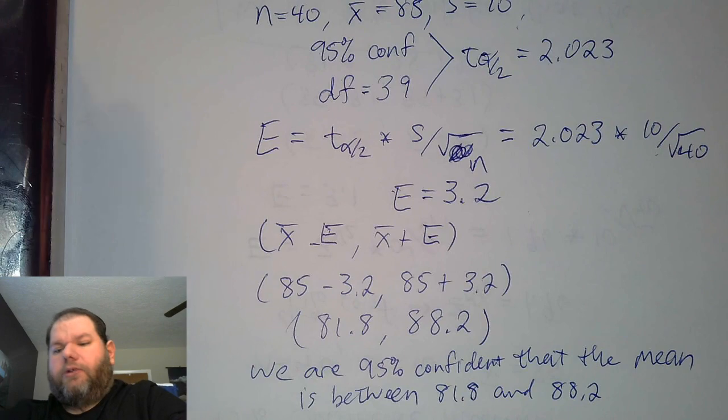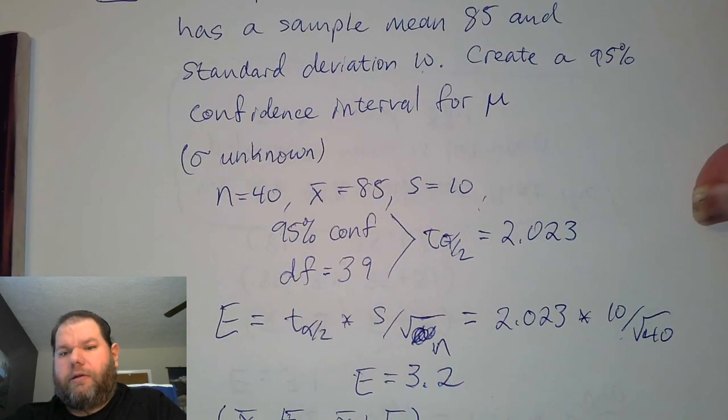Okay, let's look at an actual problem here, one that has context as well as numbers. This is number 30 on page 445.